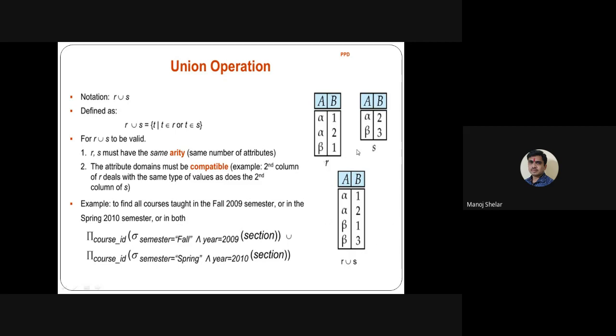Okay, R union S: this is the R relation, this is the S relation, and here the result is R union S. I think this is a very easy union operation. But actually, if you want to write this as a query, तर कसं करणार? Pi of A comma B in bracket R union pi of A comma B in bracket S. So we get this result. Okay, that is the union operation in relational algebra.